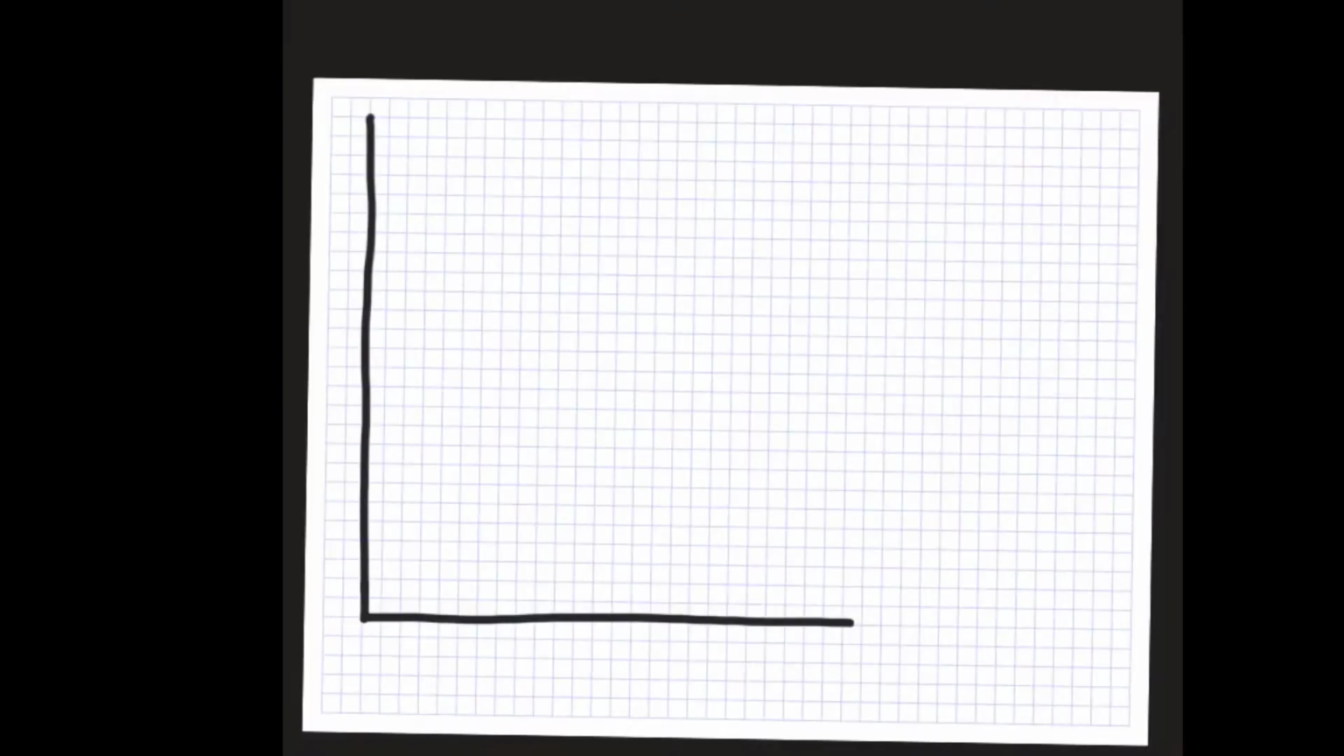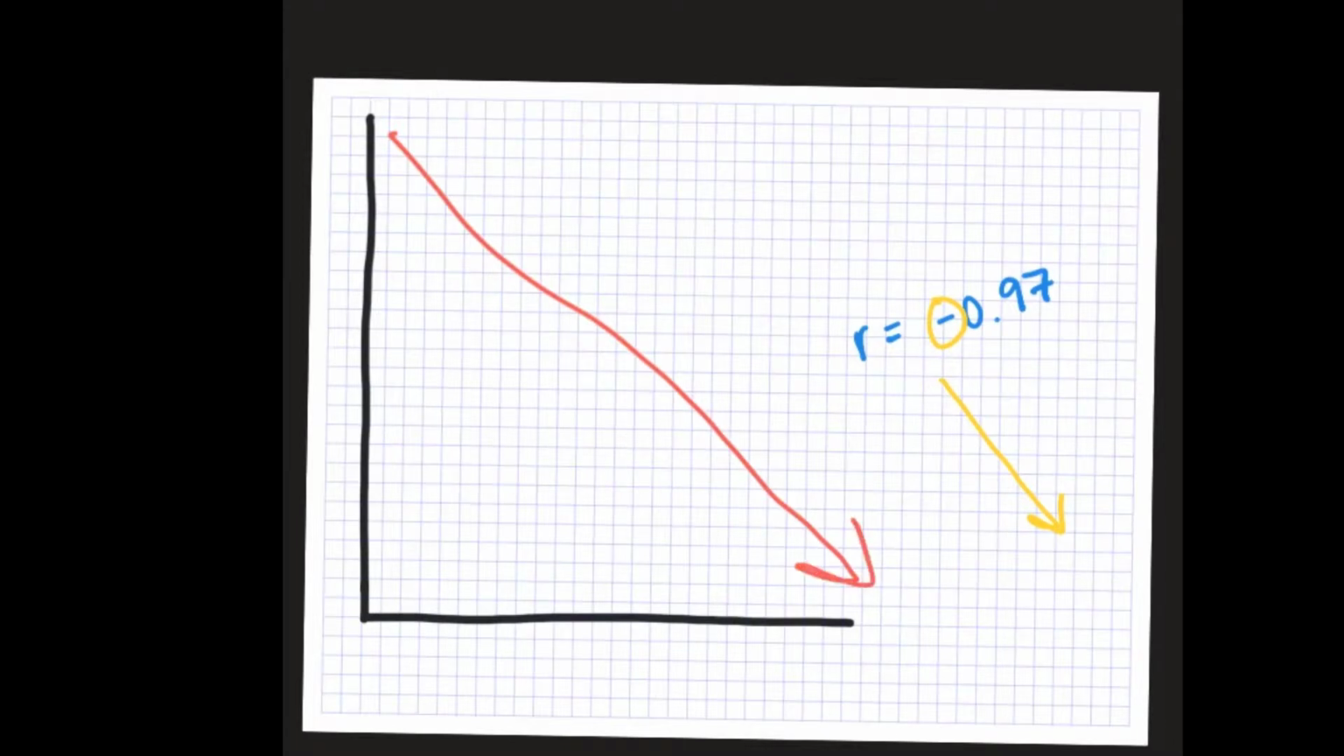Okay, now we're going to plot a correlation coefficient of r equals -0.97. So the first thing we notice here is that we are negative, so our line is going to trend downward from left to right. So we'll just draw a little reference arrow here. It's not very straight, but no worries.